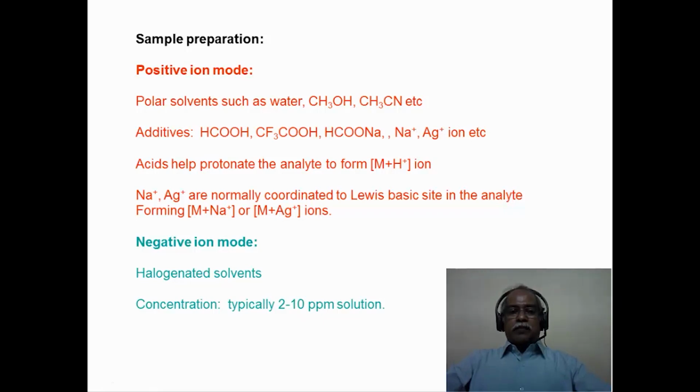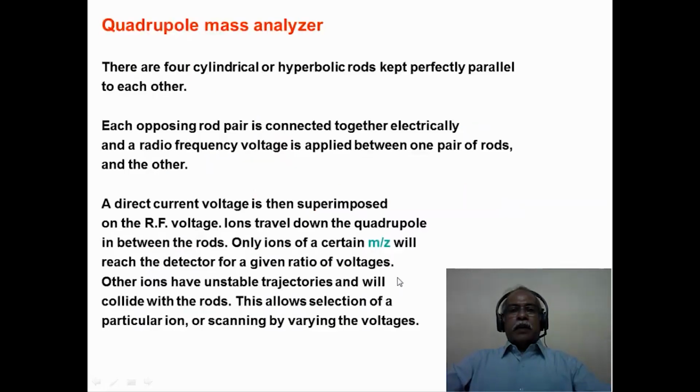One can do the electrospray ionization also either in the positive ion mode or in the negative ion mode. Typically halogenated solvents are used in the negative ion mode. In both of these methodologies, typical concentrations of the order of 2 to 10 ppm solution are what is necessary for the analysis. Now let us have a look at the quadrupole analyzer.